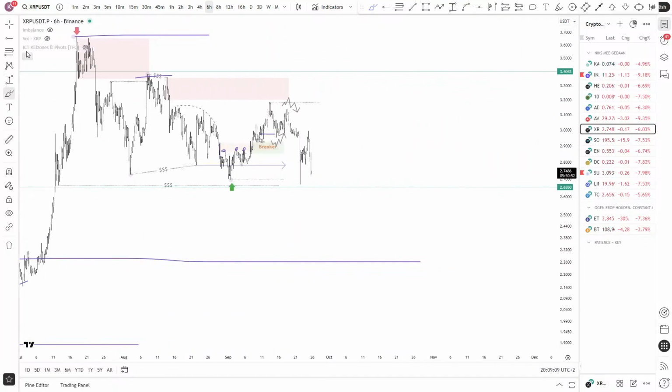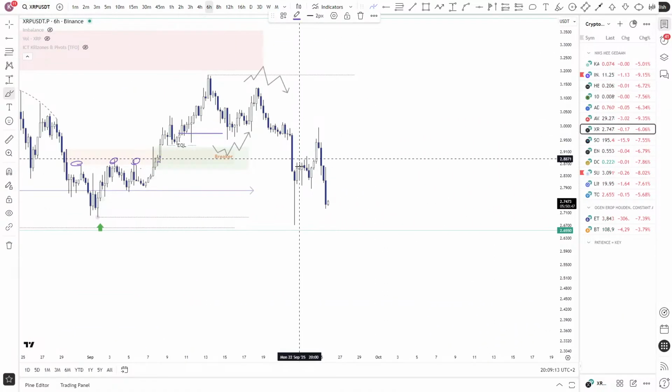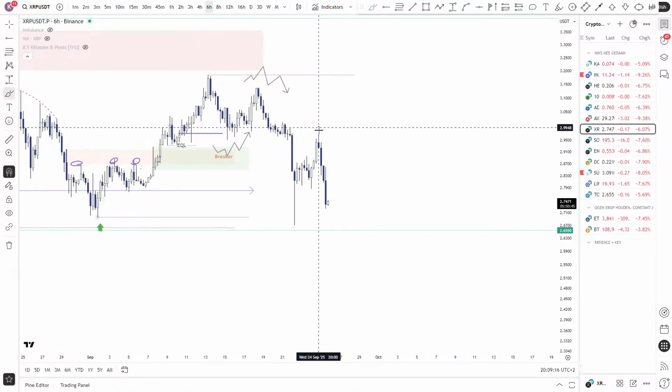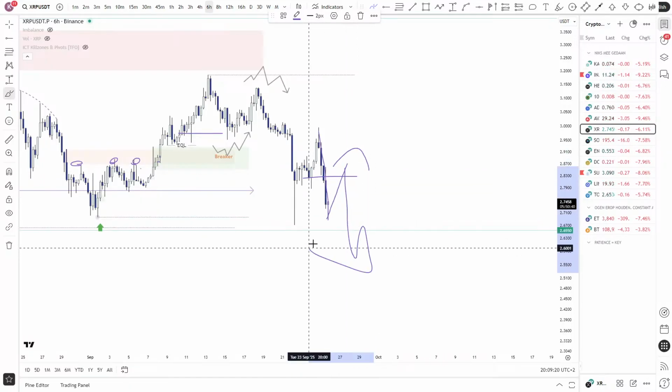There's no strength to be seen locally yet. This brought you up. We tested supply. We flipped it. I'm expecting nothing less than a lower high for a lower low on XRP.